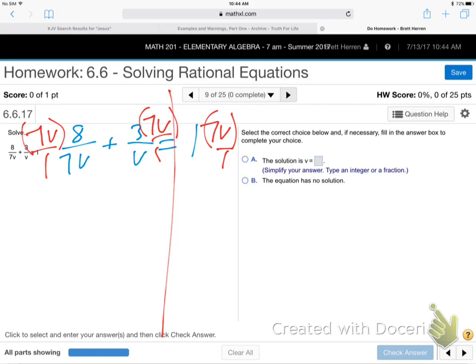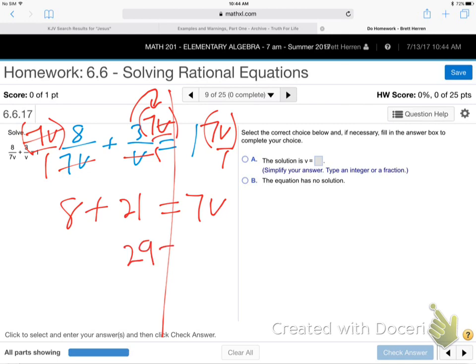Okay. Then 7v cancels 7v. 8 plus v cancels v. You cross cancel whatever's left over, multiply 3 times 7, 21. And that's just 7v. Good. No more denominators. That's the great thing about the Hitman. He takes out the fractions.